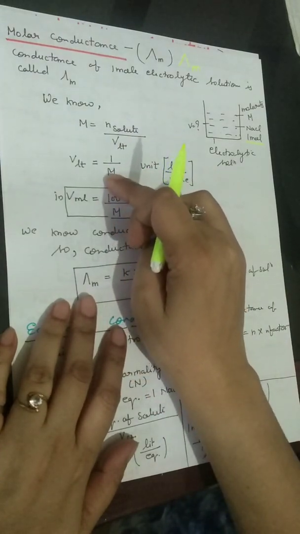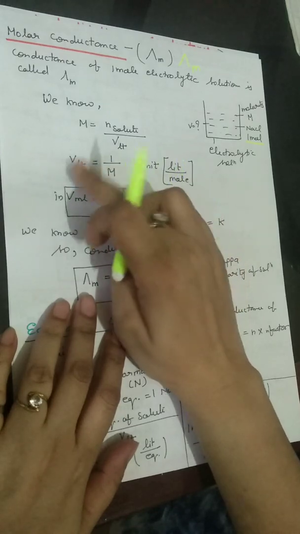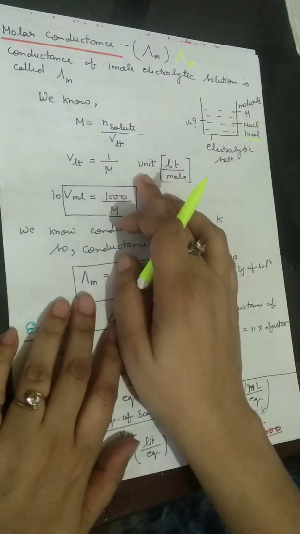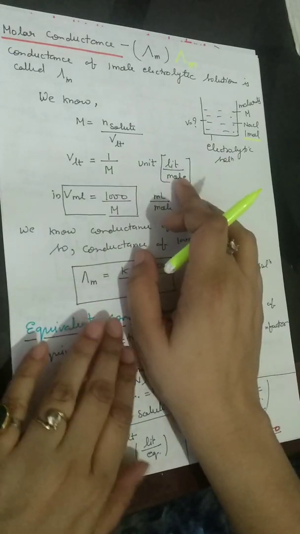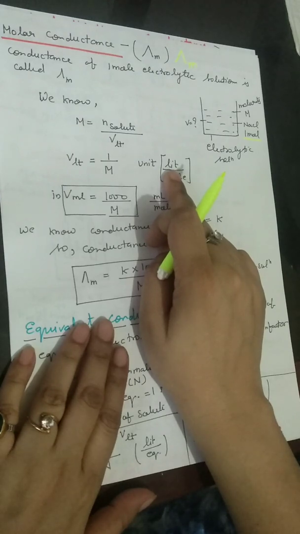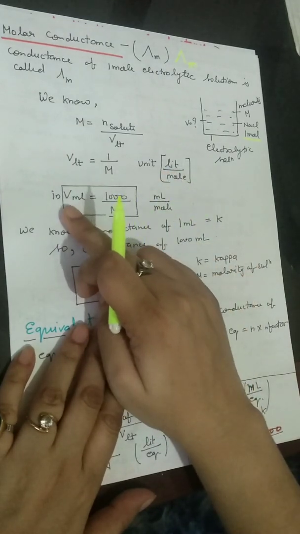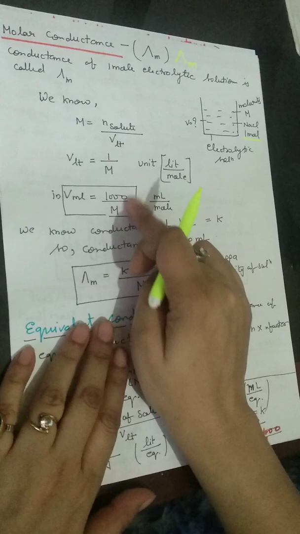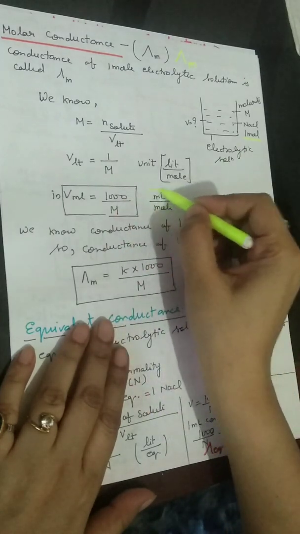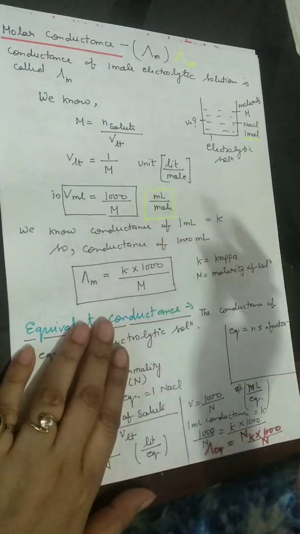Now what will be the unit of this? The unit will be liter mole inverse. If the solution is in milliliters, then what will we do? In place of the liter we will write 1000. So volume in milliliter will equal 1000 by M, and its unit will be milliliter mole inverse.